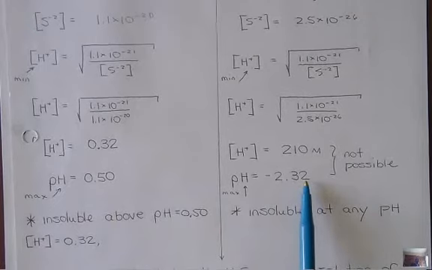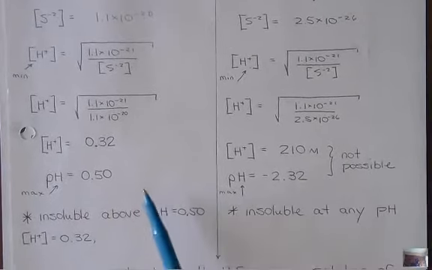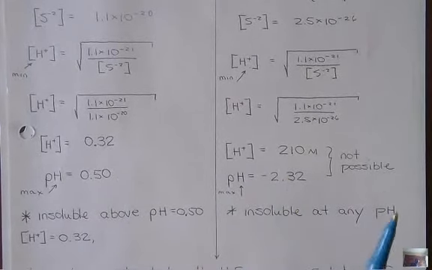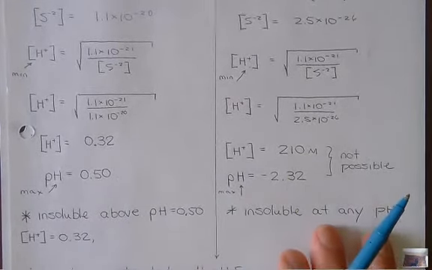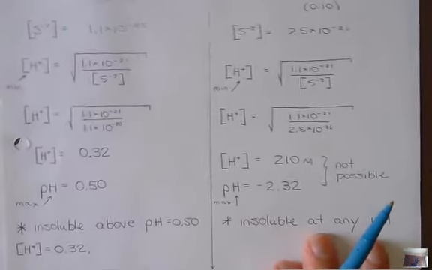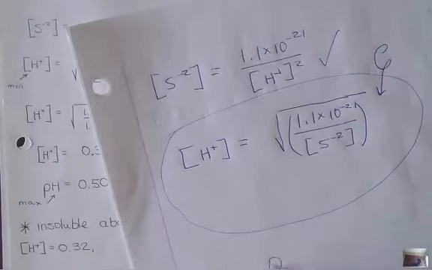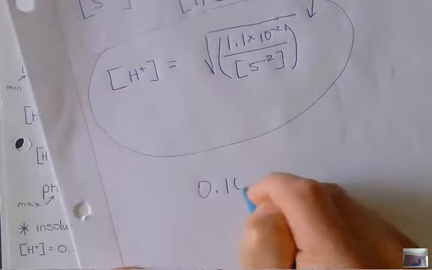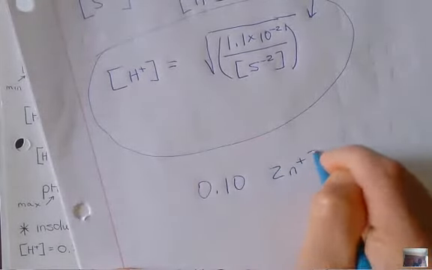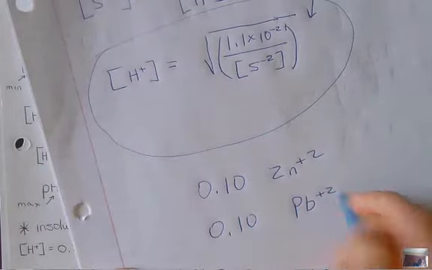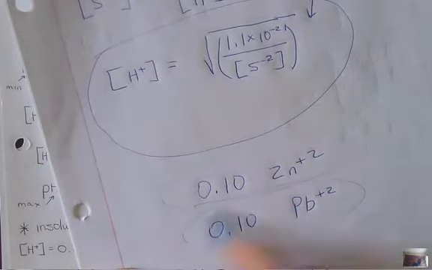Okay? So here's how we do it. How do you get one out and keep the other one in? So you have your solution. It's coming out of the wastewater treatment plant. We know it's 0.1 molar in zinc plus 2 and 0.1 molar in lead plus 2. Right? I want to selectively get these two things out.